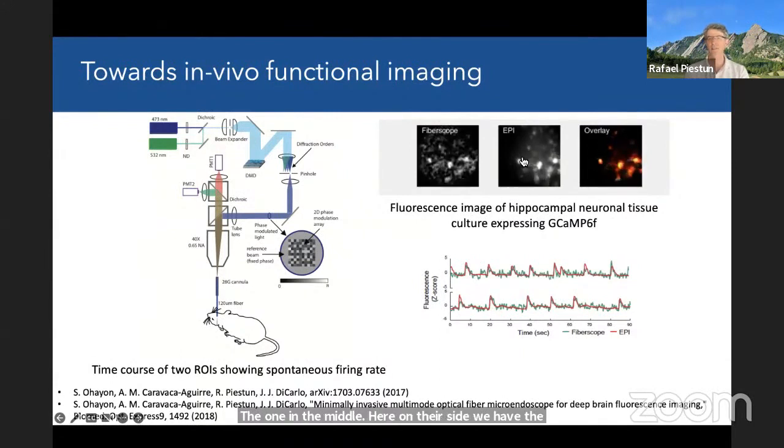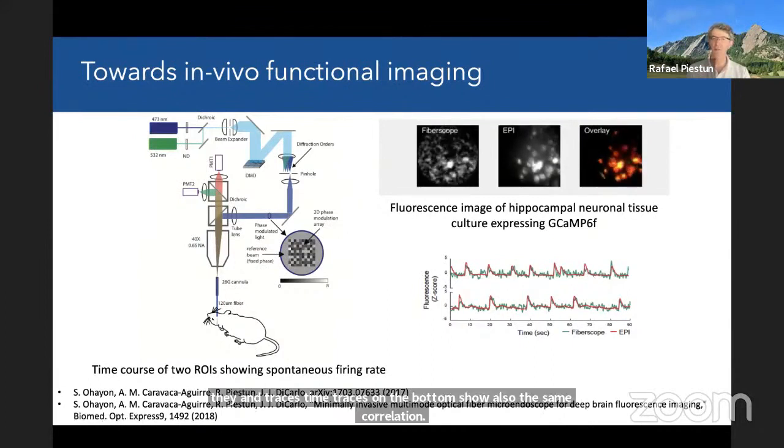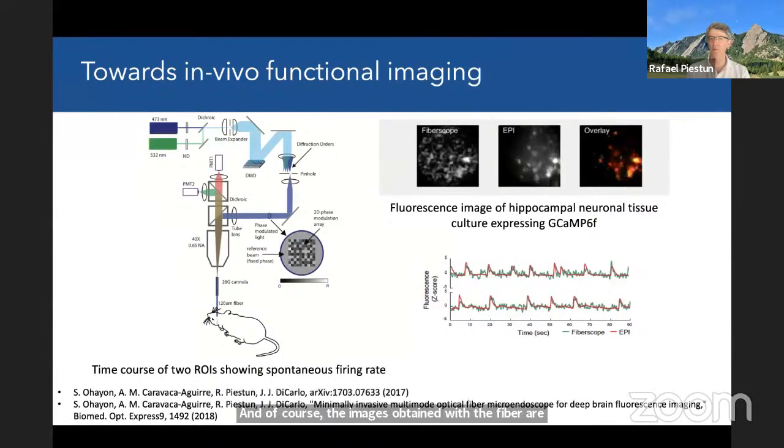And we see that there is a high correlation between the two images, as shown on the overlap on the right. And then the time traces on the bottom also show the same correlation. And of course, the images obtained with the fiber are going to have more noise than the images obtained with the epifluorescence microscope, but there is a high correlation showing the information is there.